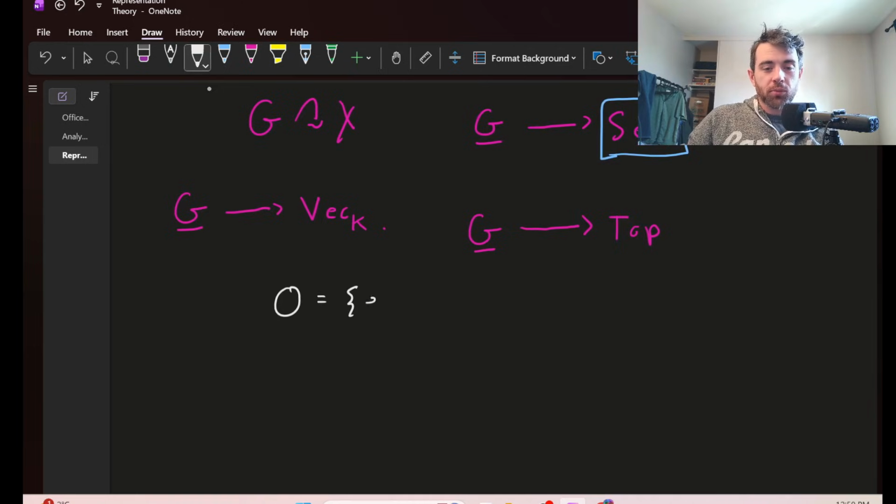This is the group. Sometimes we just write it as 0, right? It has a single element, the identity element. And we want to come up with a representation. Well, what do we need to do? There's a couple different options.